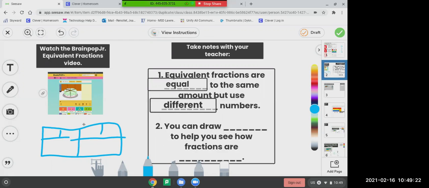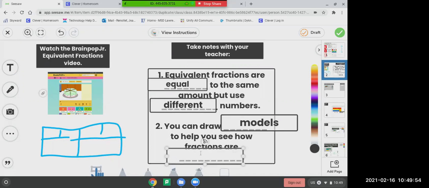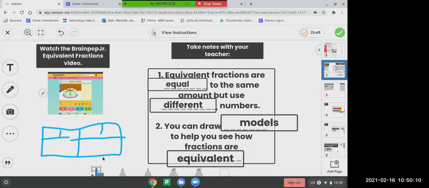So let's get our type tool ready. And we're going to type in, you can draw models to help you see how fractions are, we're going to use that vocabulary word, equivalent. When I hear equivalent, I hear the word equal. The root word is equal because it means equal. Go ahead and check that you have typed models and equivalent into the blank spaces in sentence number 2.